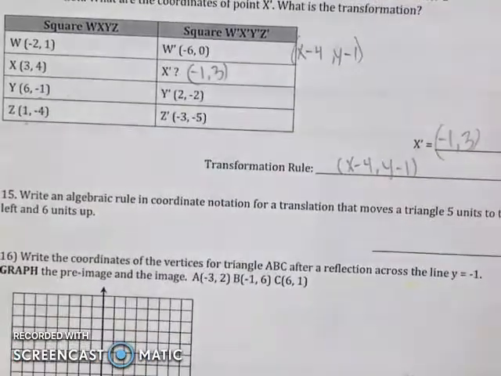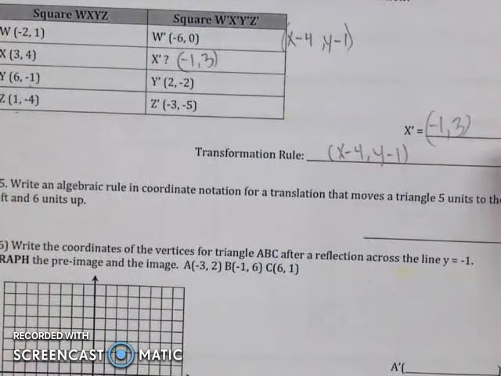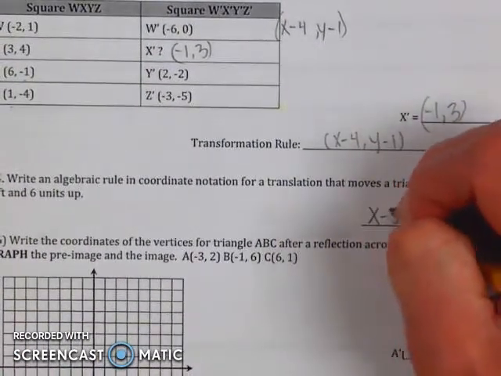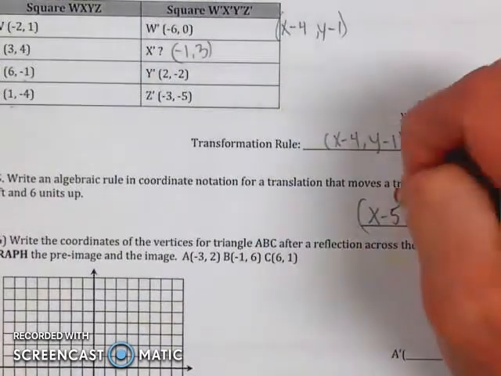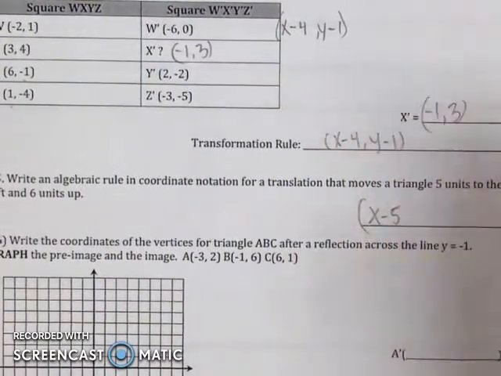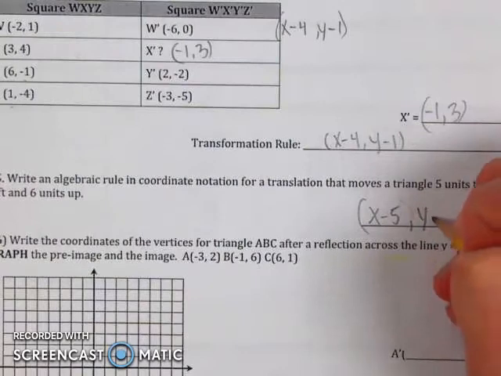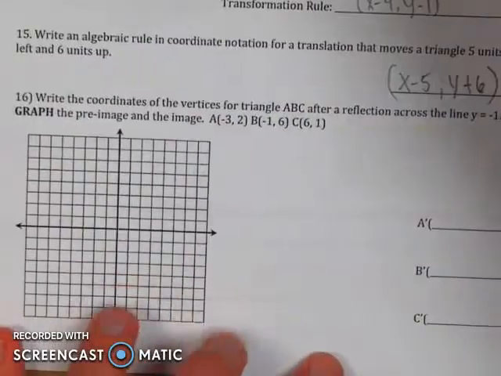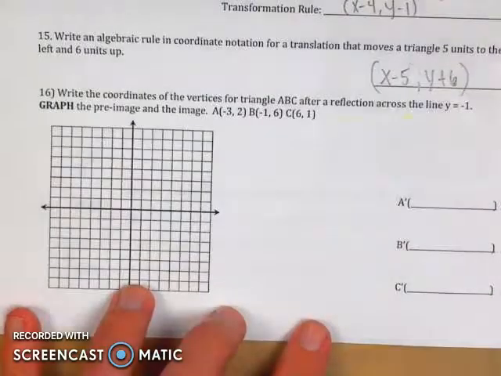Write an algebraic rule for coordinate notation of a translation that moves 5 units to the left. So that's going to be x minus 5. And then 6 units up, y plus 6. Cool.